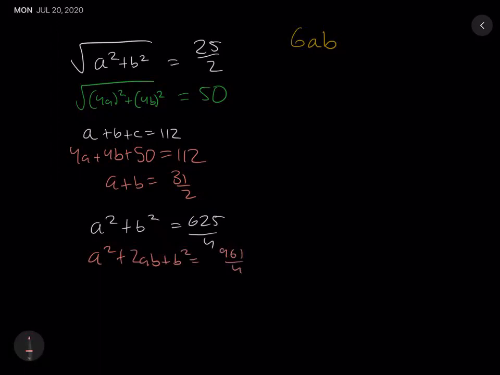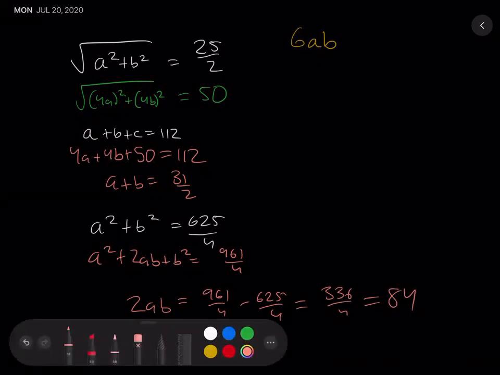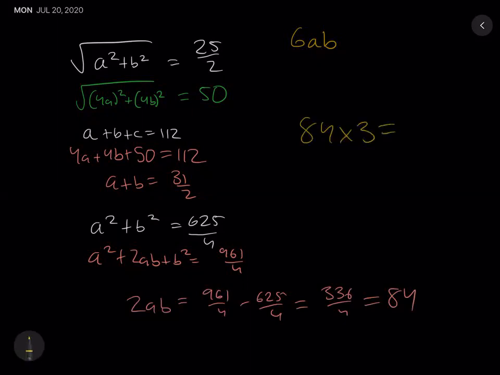Well, now you should know what to do. Subtract these two equations. You get 2ab is equal to 961 over 4 minus 625 over 4, which is equal to 336 over 4, which is equal to 84. And I want to find 6ab, so we multiply this by 3. So 84 times 3 is equal to 252. And that's our answer.